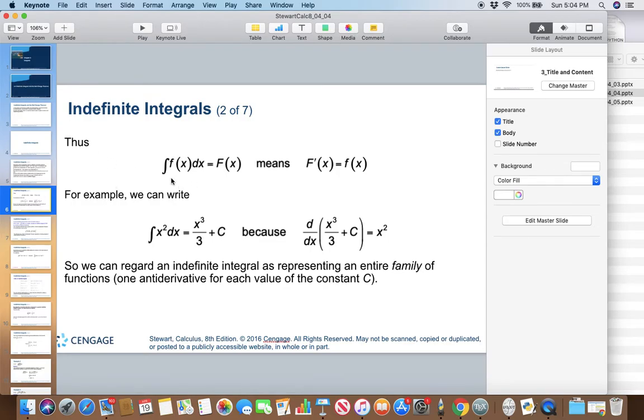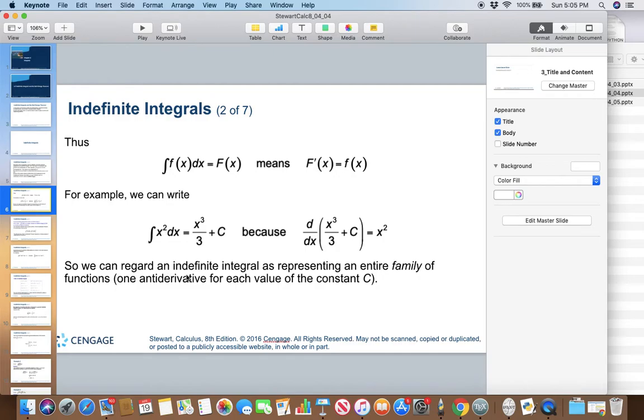So, integral of f(x) dx is capital F(x) means the derivative of capital F is little f. In other words, integral and derivative are opposites. Okay, so the integral of x squared dx is x cubed over 3 plus a constant: increase the power, divide by the new power, plus a constant. Why is the antiderivative of x squared this? Take the derivative of this. The derivative of the constant is 0, so it contributes nothing, whereas for this, the 3 comes down, cancels the 3, and you are left with x squared.